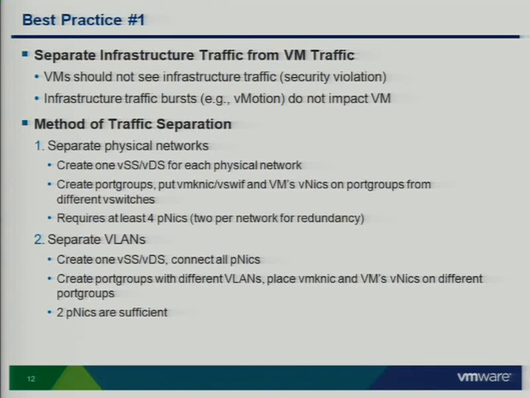There are certain types of infrastructure traffic that's very bursty. So for example, vMotion traffic. While vMotion is going on, it can take up to gigabits of bandwidth. And you don't want the sudden burst to basically impact your VM traffic. So there are 2 ways that you can separate the traffic. One is by using separate physical networks, and the other one is by using separate VLANs. So I'm going to show you 2 examples here.